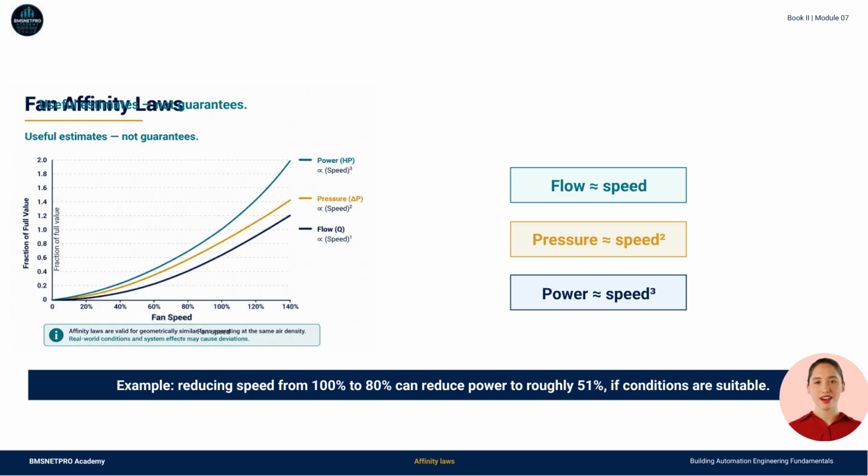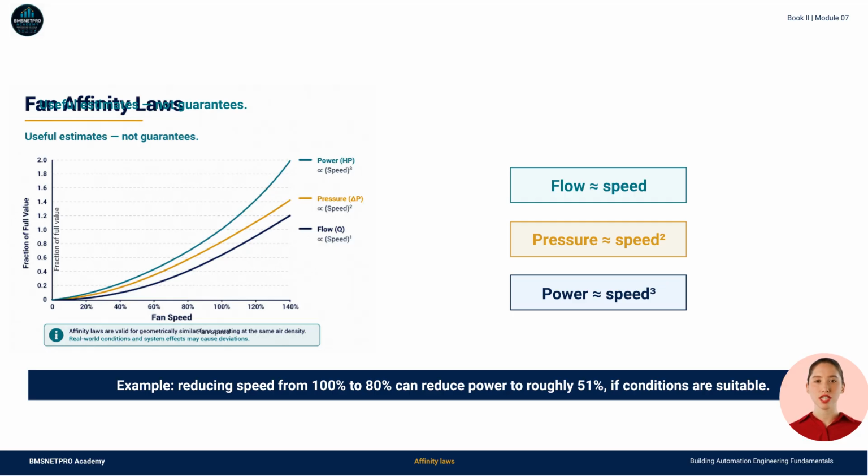The fan affinity laws are powerful, but they must be used with judgment. For the same fan under similar conditions, airflow changes roughly in proportion to speed, pressure changes roughly with the square of speed, and power changes roughly with the cube of speed. This is why reducing speed can create major energy savings. For example, reducing speed from full speed to 80% can reduce theoretical fan power to about 51%. But that is an estimate, not a guarantee.